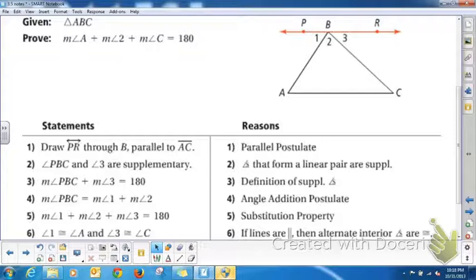We know that angle 1 is congruent to angle A, because remember, back up here in this step we said line PR and AC were parallel. So angle 1 is congruent to angle A, and angle 3 is congruent to angle C, because they're alternate interior angles. So using the alternate interior angle theorem, that's what this states: if lines are parallel, then the alternate interior angles are congruent.